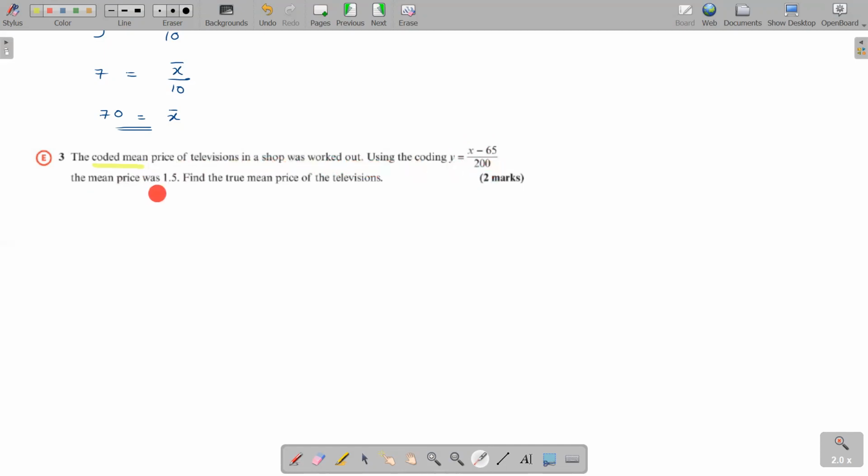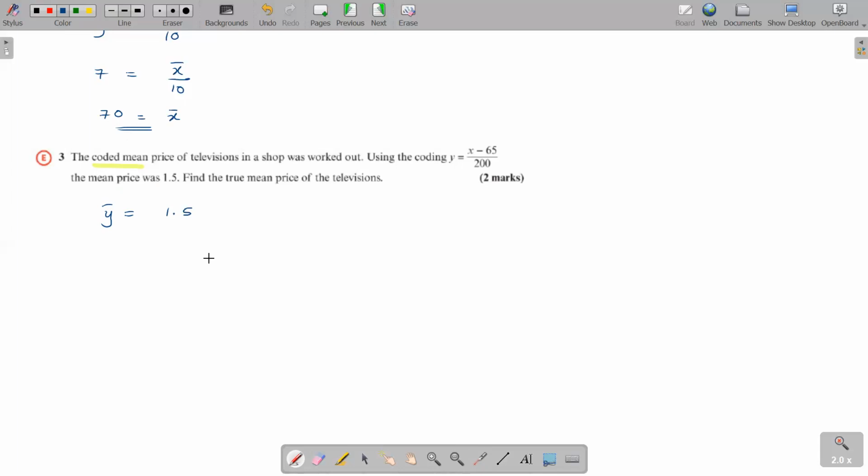The mean price was 1.5. So guys, this mean price of 1.5 is which value have they given? The coded mean price is given, isn't it? So who is it? This is x bar or y bar? What they have given you here is y bar. The coded mean is y bar. Okay, because y is the coded data set. So the coded mean is y bar, which is 1.5.